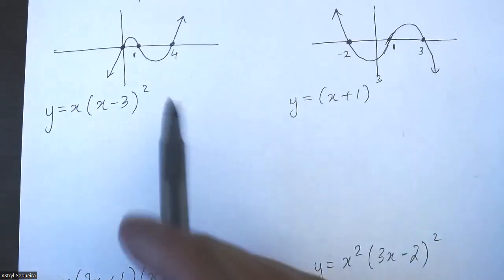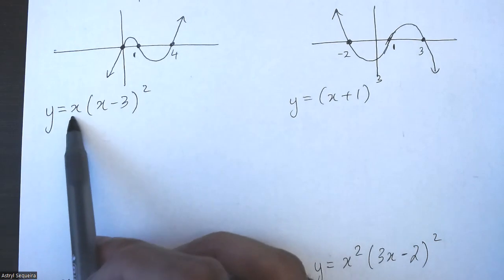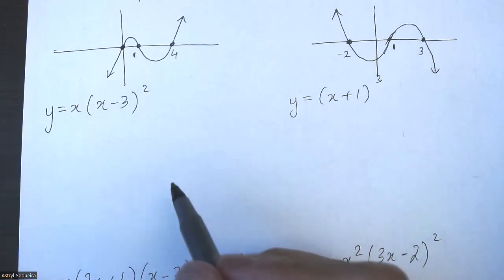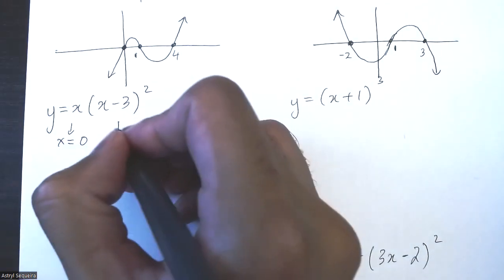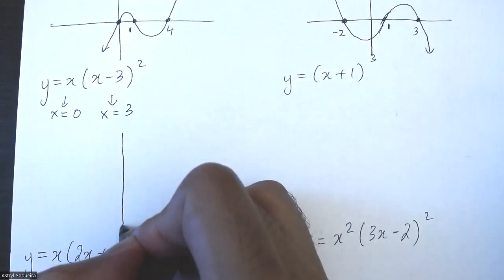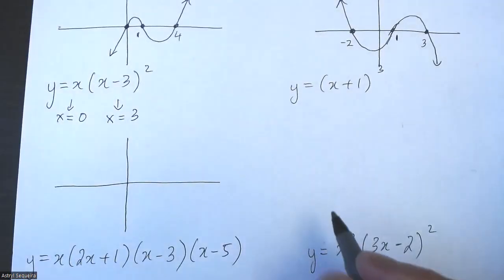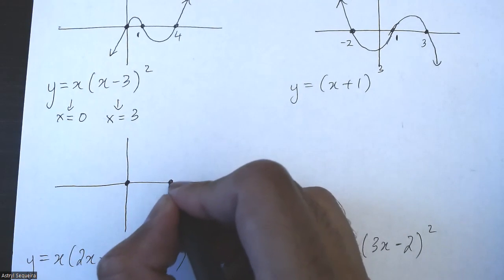Go to the third one here. This one has a bracket squared, so it's going to be a bit different. This is again a positive function, and it's cubic because x times x squared is x cubed. My first zero is just 0, and my second one is positive 3. Now when I sketch this out, it's going to be slightly different because of this square. Start by labeling our x-intercepts, 0 and 3.